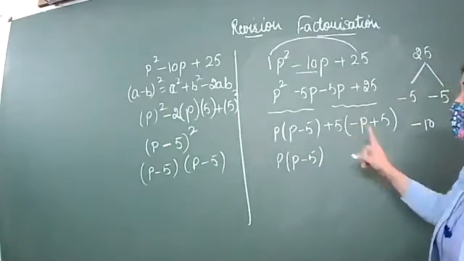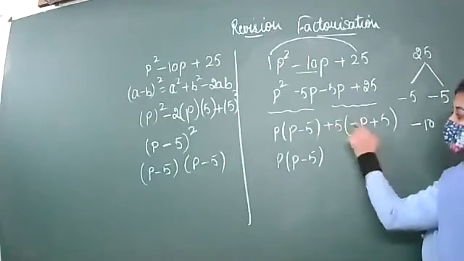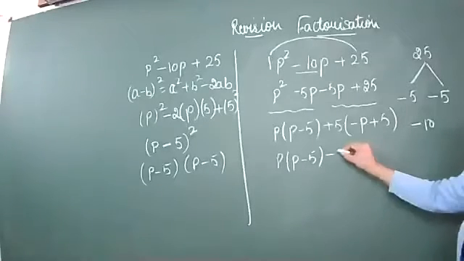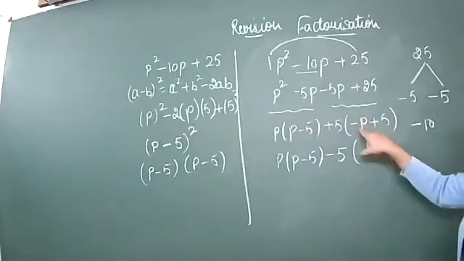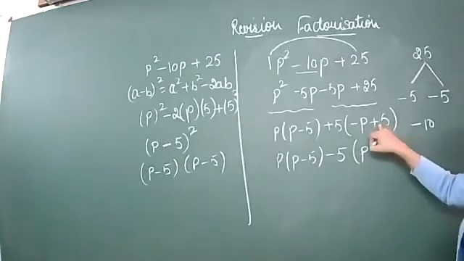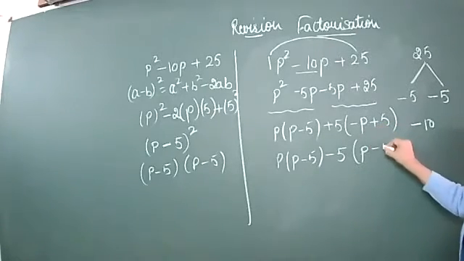Take minus common. So when you take minus common, plus minus minus, we will have a minus sign outside the bracket. 5 is the same. This minus p will become plus p. And this plus 5 will become minus 5.